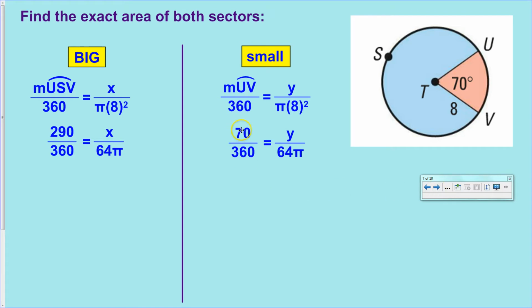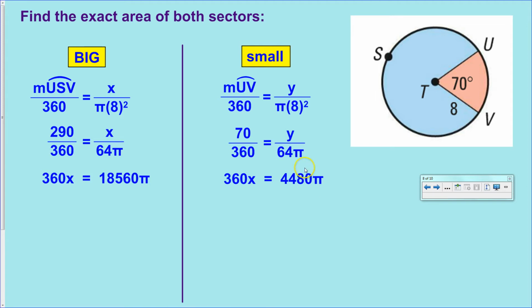From here on out we do cross multiplication. So we're going to take 70 times 64 and 360 times y. Here we've got 290 times 64 and 360 times x, which looks like that. So you get this giant number, and since we're not really going to go all the way to a decimal, we're going to keep it as a fraction.